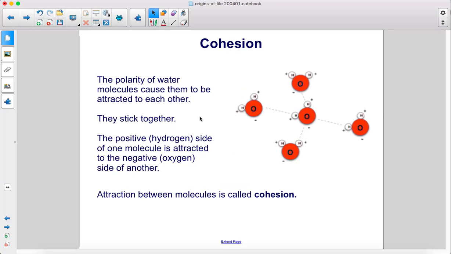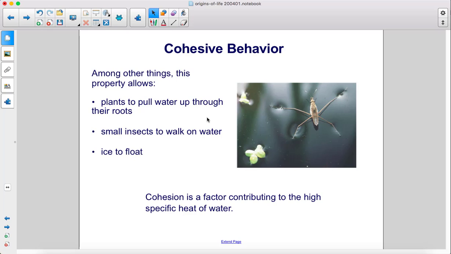The polarity of water molecules causes them to be attracted to each other. They stick together. The positive hydrogen side of one molecule is attracted to the negative oxygen side of another. Attraction between molecules is called cohesion. Among other things, this property allows plants to pull water up through their roots, small insects to walk on water, and ice to float. Cohesion is a factor contributing to the high specific heat of water.